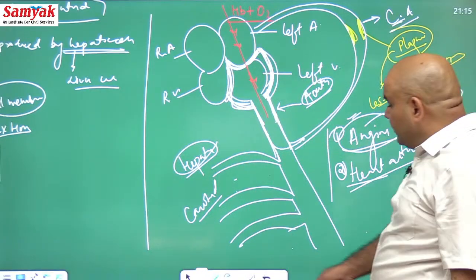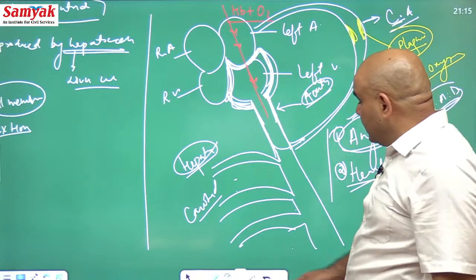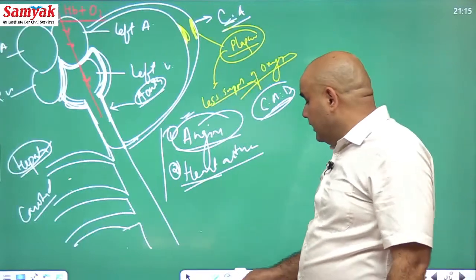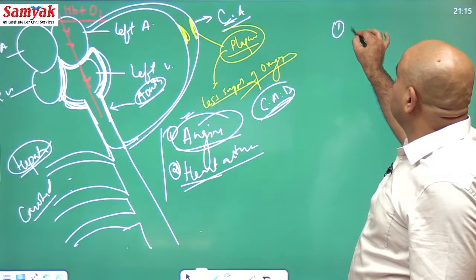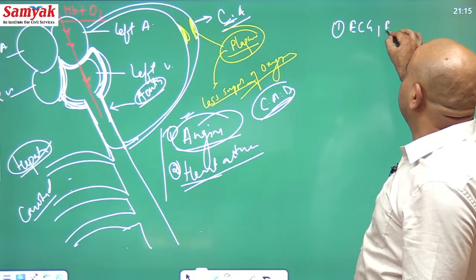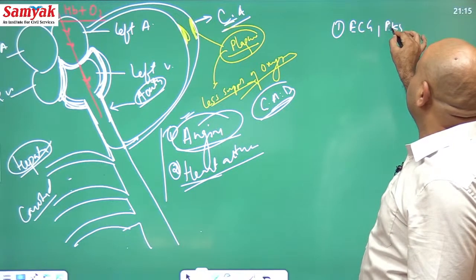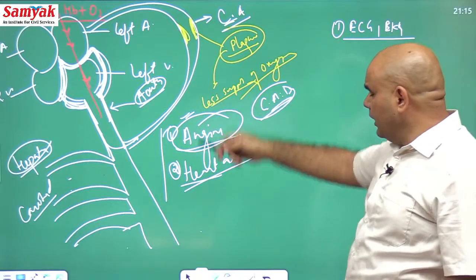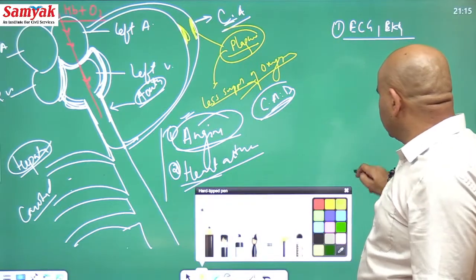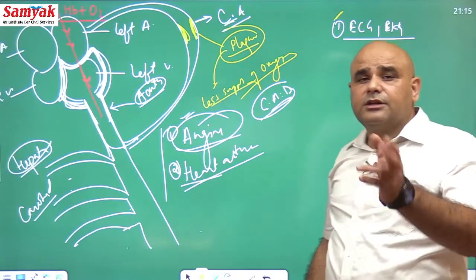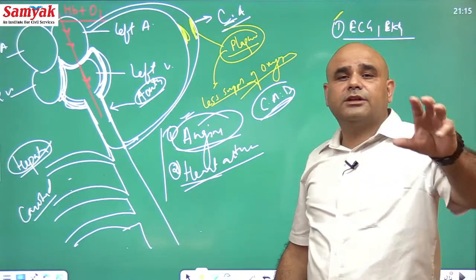Now, what will be the line of treatment for this coronary artery disease? You know very well that the first thing will be ECG. It is also named EKG, electrocardiogram. The name of the test is electrocardiography and the name of the result is electrocardiogram.